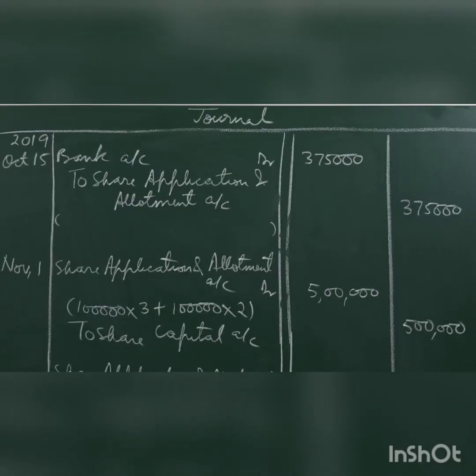The journal entries for combined account for application and allotment will be like this. On October 15th, for receiving the application money only, bank account debit to share application and allotment account, you will show the application money received on 1,25,000 shares of ₹3 each. That is column number 3 of your adjustment table.